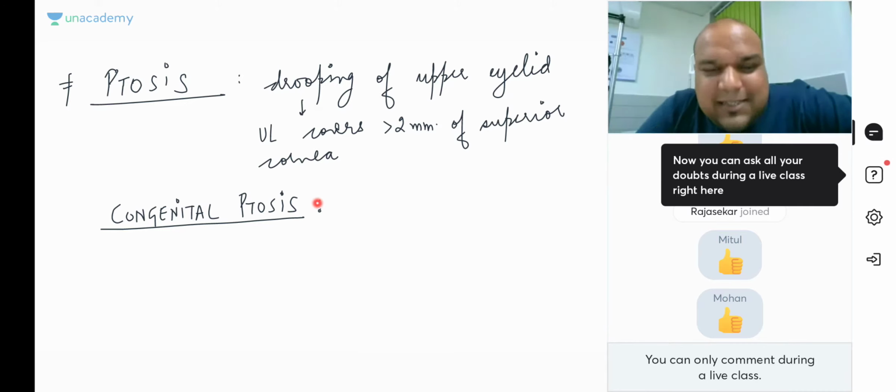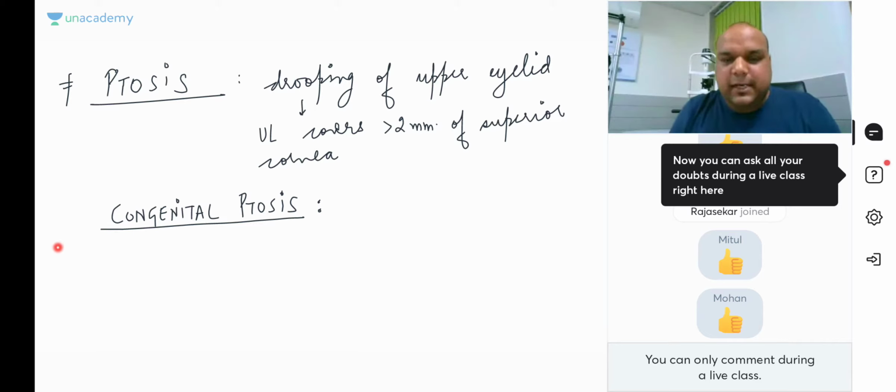So if you rely only on the history to find out or diagnose congenital ptosis, it is a little gray area. You're not sure about it. So how to diagnose, let's say, a 2-year or 3-year-old child, whether the acquired cause is there, some palsy has occurred after birth, or actually it is congenitally inherited or congenital ptosis? Okay. So what are the clinical features of congenital ptosis? That is what we are going to discuss here.